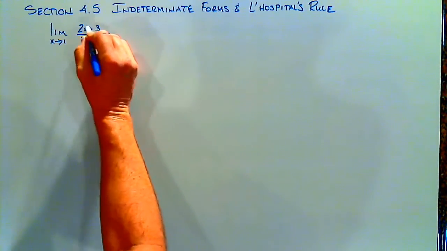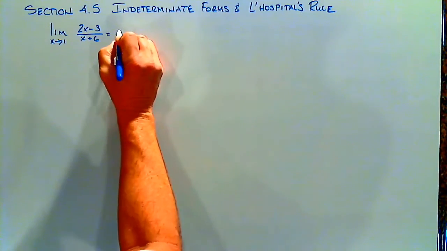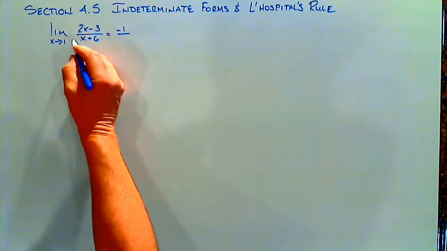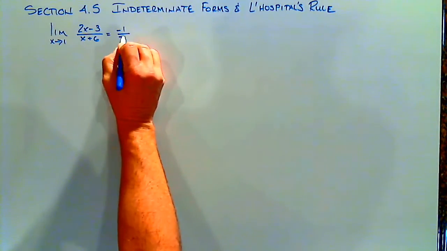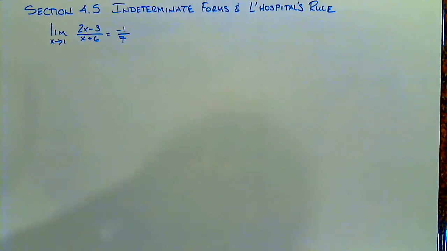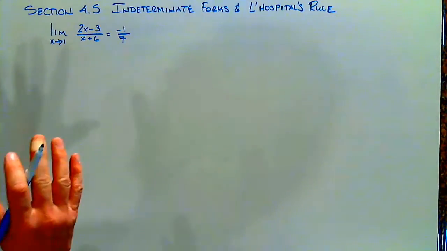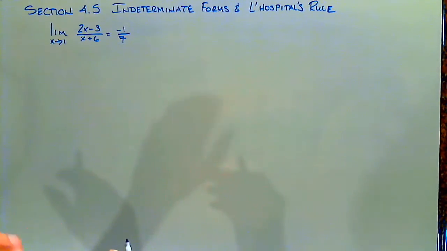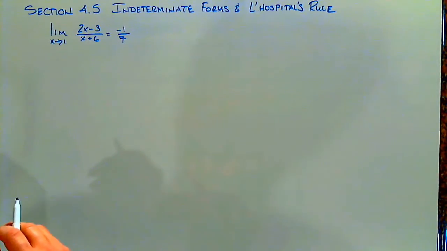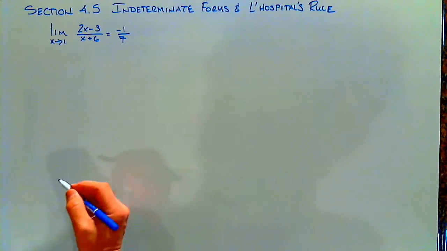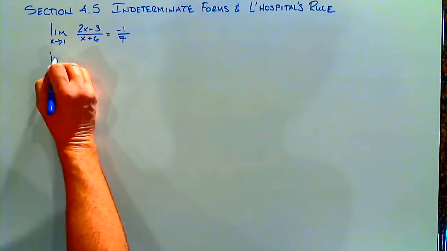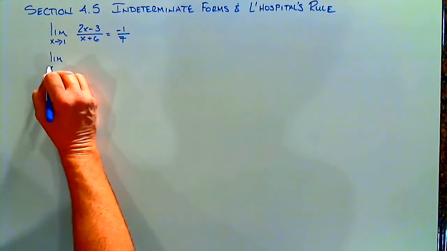If we plug 1 in here, we get 2 minus 3, which is negative 1. If we put 1 in on the bottom, we get 7. And so the limit as x approaches 1 of 2x minus 3 over x plus 6 turns out to be negative 1 over 7. Those limits were nice. Those limits didn't drive us crazy back in the second chapter, back in our beginning.